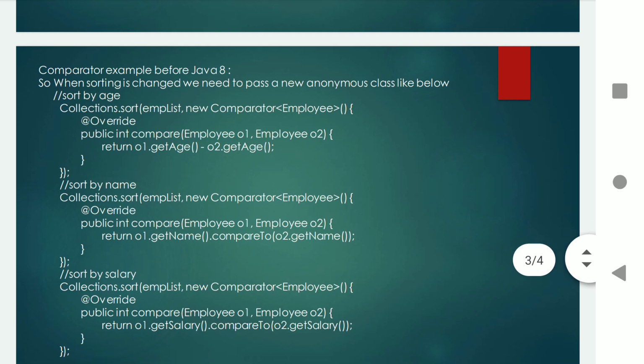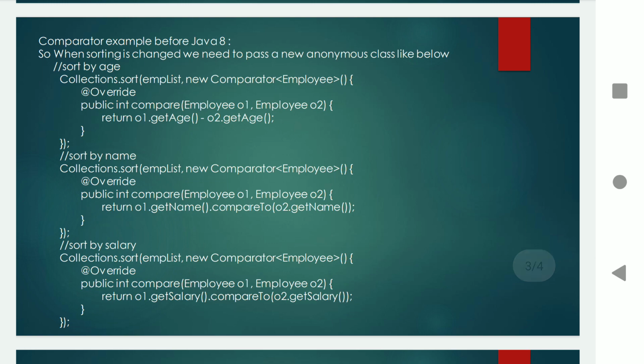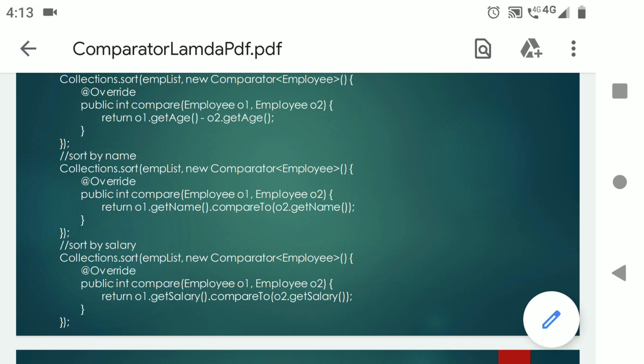Here are a few examples of how we used to write comparators before Java 8. When the sorting changes, we need to pass a new anonymous class like below, every time, whether you are sorting by age, by name, or by salary. These are the three basic examples I thought of explaining. Collections.sort of the list, whatever list we have, takes two parameters: one is the list and another is the comparator.